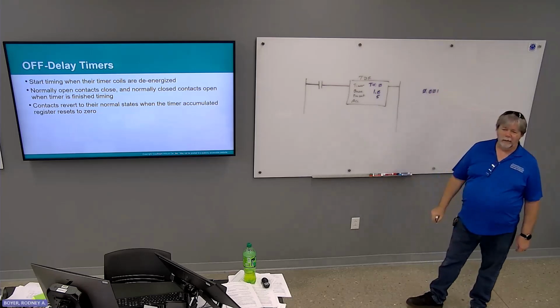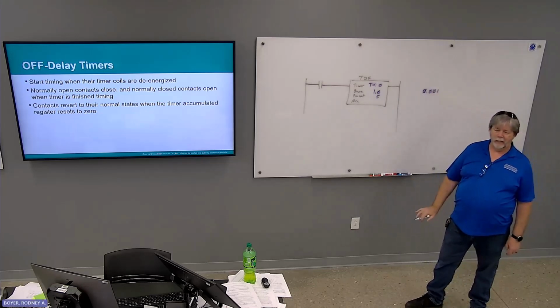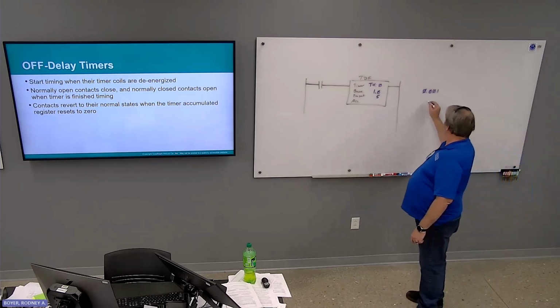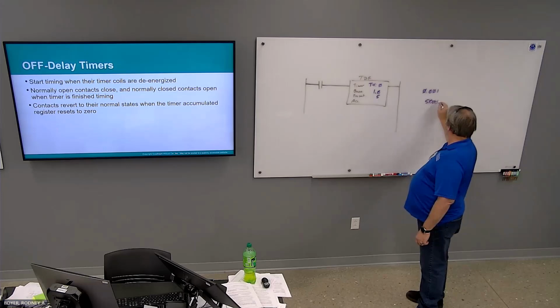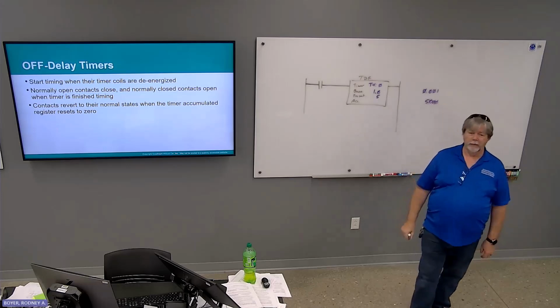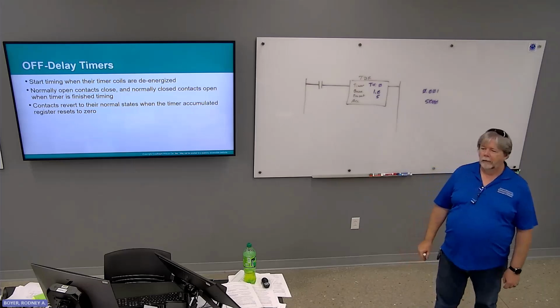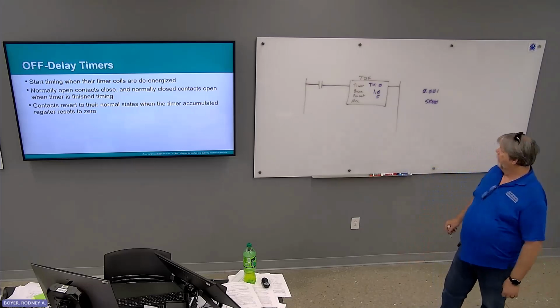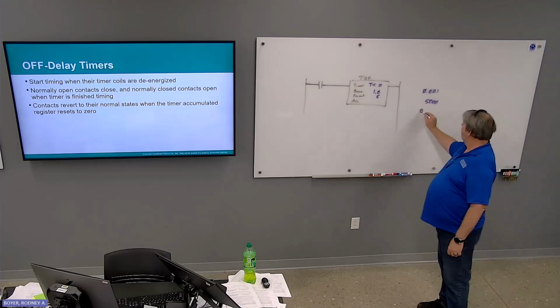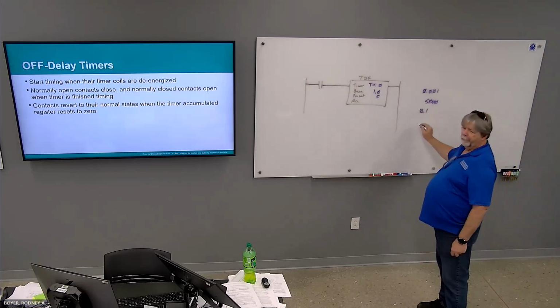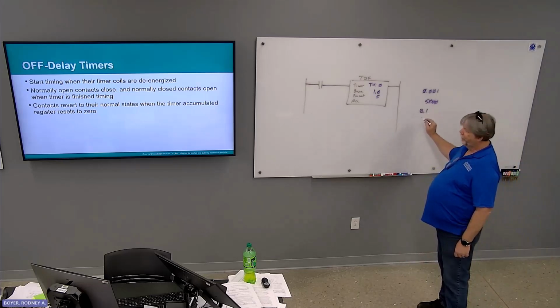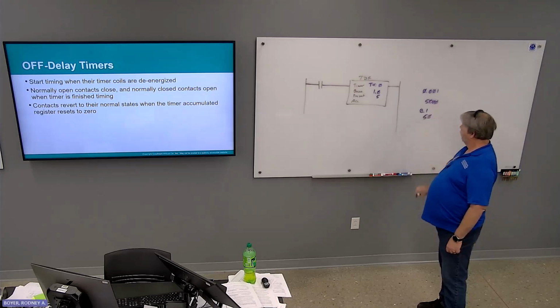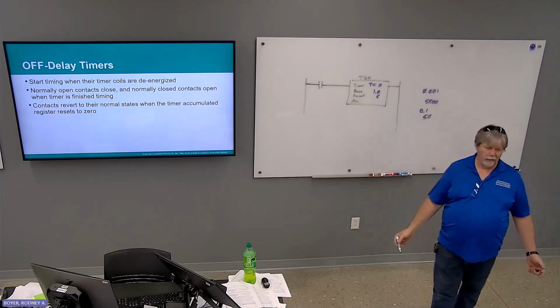What if my time base is millisecond, and I want a 5-second timer? What does my preset need to be? 5,000. 5,000 thousandths is 5. If I'm doing 1/10 of a second, what does it need to be? 50. 50/10 is still 5.